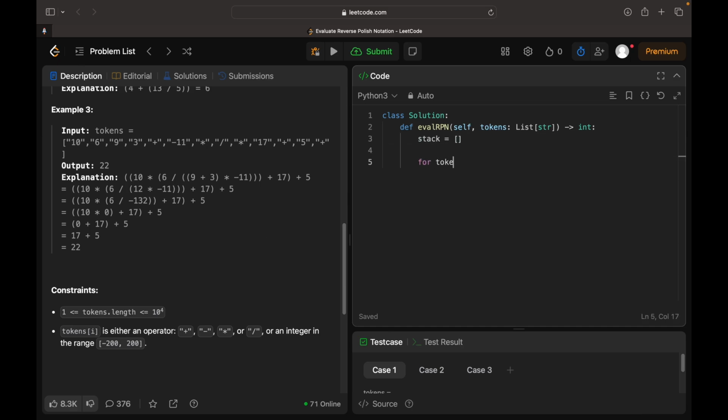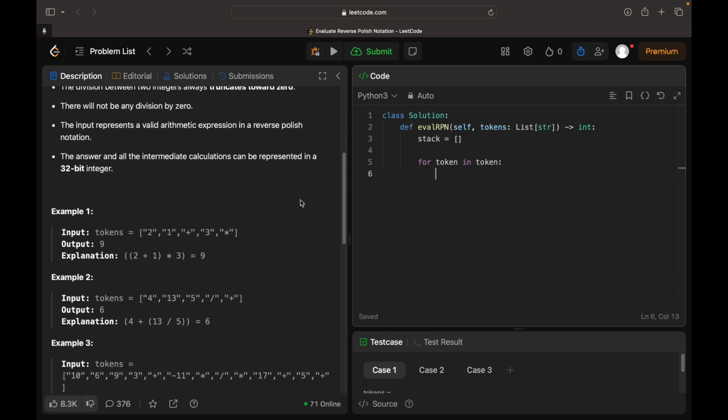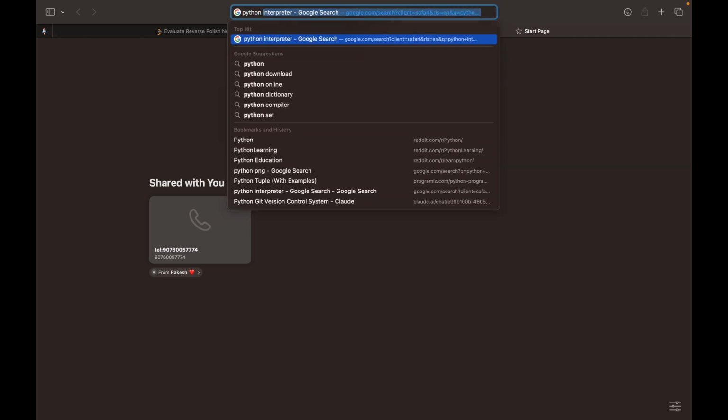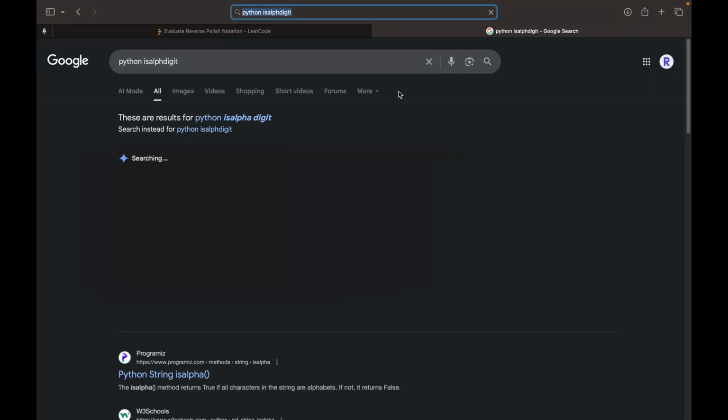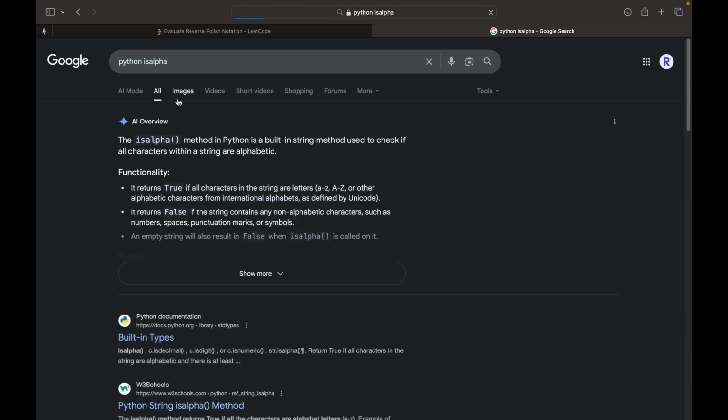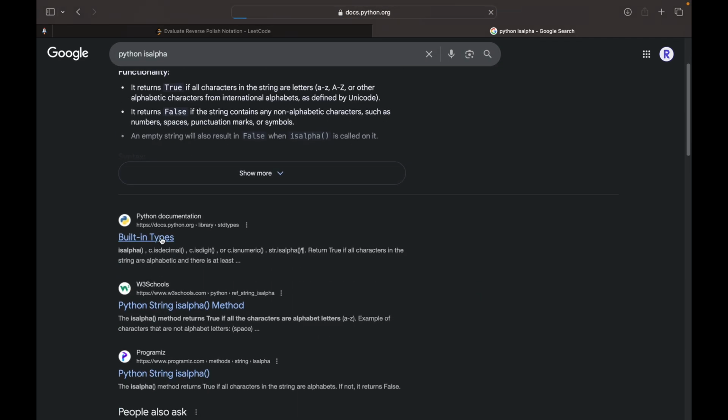After that, I'll go over every token that is present in this tokens list. And then I need to figure out if it's an operator or an operand. So I need to figure out if it's a number or if it's an operator. How will I check that? I can just use, hey, if the token is alpha digit, I think that's what it's called. You can ask your interviewer if you can use this function, which in Python is alpha digit or something like that. Not is alpha. I think it's is alpha. That's it. Cool. So we can just use this.